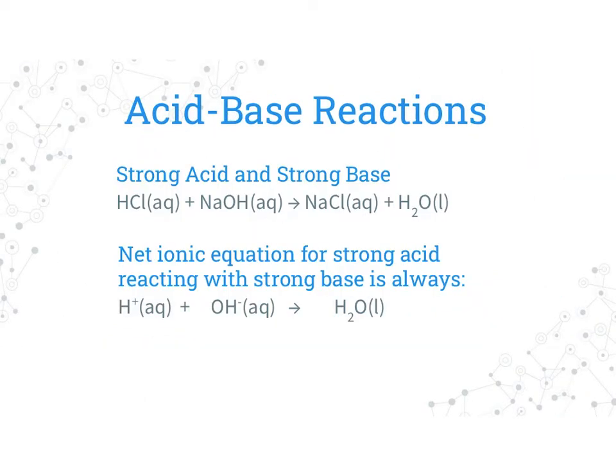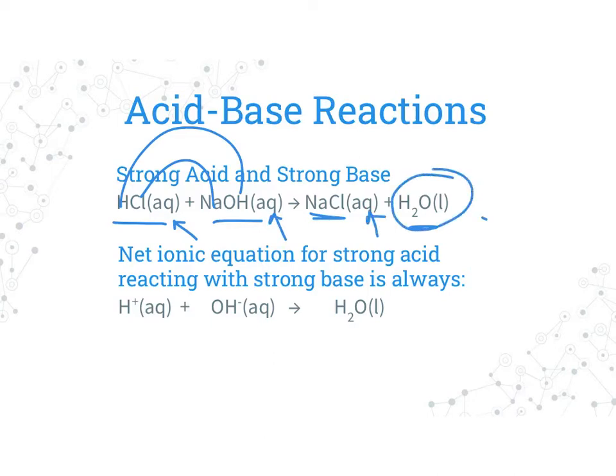So here's another example, right? We have a strong acid and a strong base. We do the double replacement reaction, and then we get NaCl, which is still aqueous, and H2O. Now remember, anything aqueous splits apart, so all these float around as ions, but the liquid stays together. So that turns into my net ionic equation here.